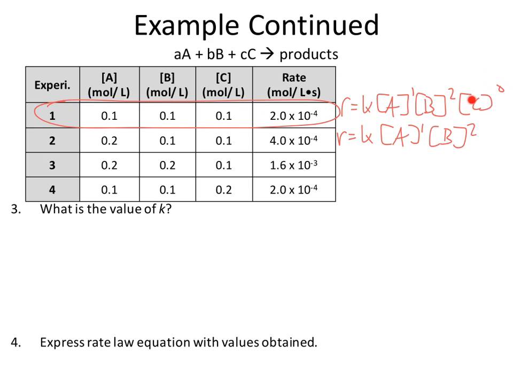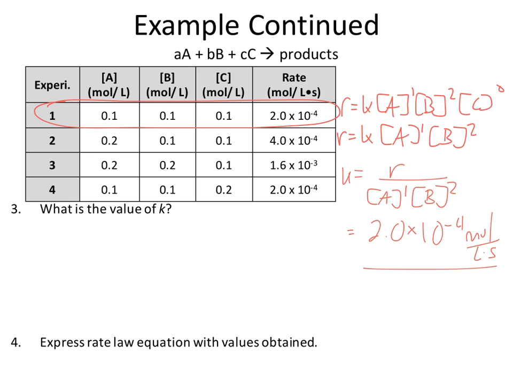C, I also know the concentration of, but I dropped it because it's to the power of 0. So I know my variables here, I can figure out K. If I isolate for K, K will be equal to the rate divided by the concentration of A to the power of 1 times the concentration of B to the power of 2. Plugging in my numbers, I get 2.0 times 10 to the negative 4 mole per liter per second divided by the concentration of A, which is 0.1 to the power of 1, and 0.1 to the power of 2. So what we get for K is equal to 0.2.